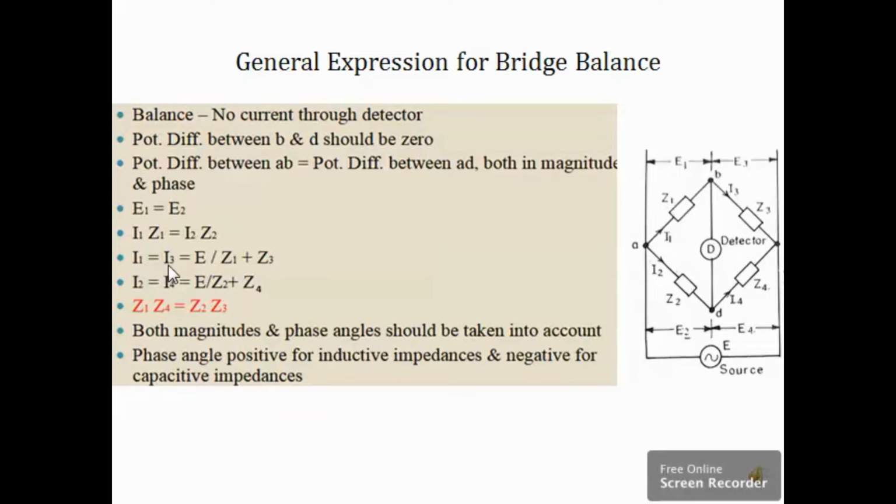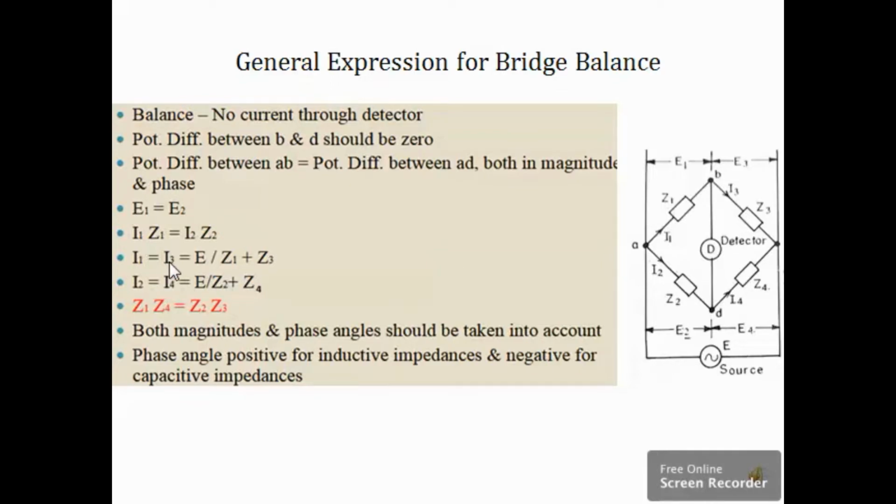So, I1 is equal to I3, and current is equal to voltage divided by impedance. So, it is equal to the total drop E divided by the impedances Z1 plus Z3. These are connected in series. So, therefore, Z1 plus Z3. Then also I2 is equal to I4, that is also equal to the total drop E divided by the impedances Z2 and Z4. These are connected in series. Therefore, Z2 plus Z4.